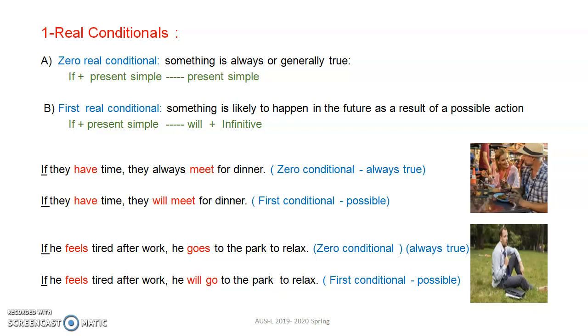For the first real conditional, we use it when something is likely to happen in the future as a result of a possible action. It is not always true. It is dependent on a certain condition. We use if and present simple for the condition, and we use will plus the infinitive form of the verb for the result clause.